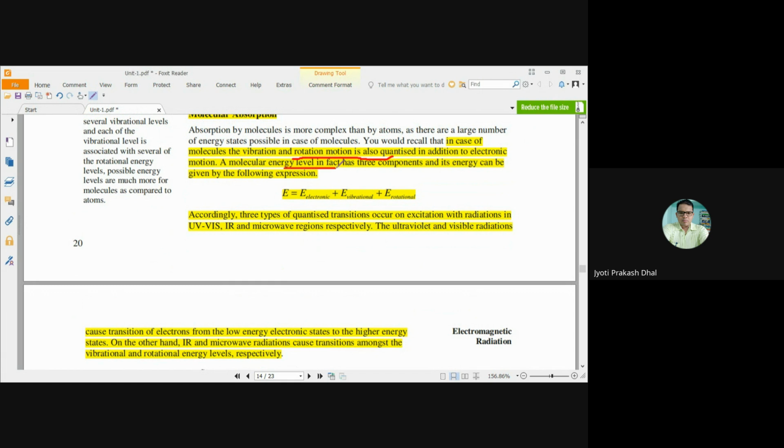The molecular energy level, in fact, has three components, and its energy can be given by the following expression: the total energy equals its electronic component plus its vibrational component plus its rotational component. So accordingly, three types of quantized transitions occur on excitation with radiations in the UV visible, or infrared, or microwave region respectively.